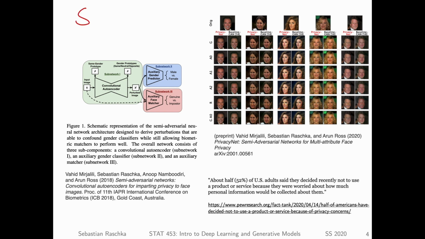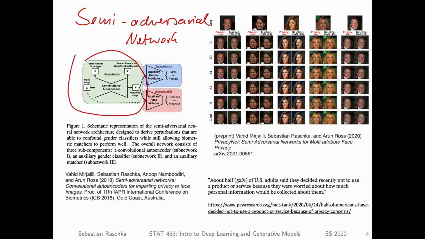We call this the semi-adversarial network model, and I don't want to go into too much detail about this model. However, part of this model is also a convolutional autoencoder, and the whole goal of this model is to selectively hide information from face images, so-called soft biometric information. So we want to still maintain the utility of the images, for example in face matching applications, for example security scanners.